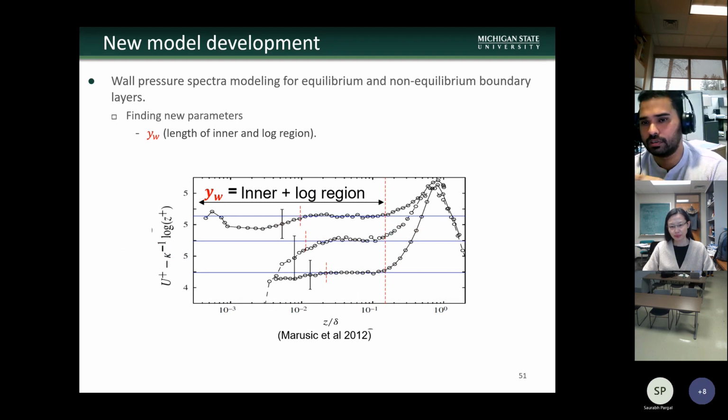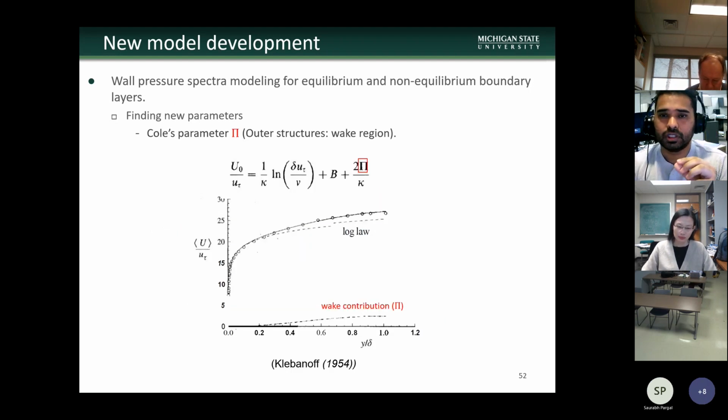So we have this velocity profile, right? And we can subtract the logarithmic part out of it, up to the point where it reaches this plateau, where it goes into the wake. This will give us the wall-normal extent of the inner plus log region, which I defined by a variable called Y_W. So it basically gives us how much inner or logarithmic region we have within a turbulent boundary layer, right? It's the average status of turbulent structures within the logarithmic region of the velocity profile.